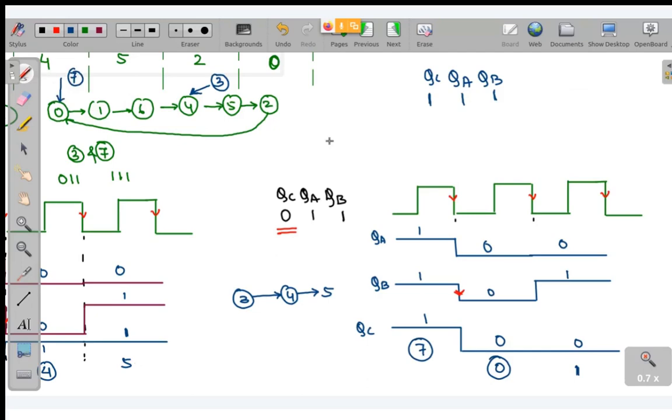Tell me if this is clear or not. Yes, Raju, very good. 7 to 0, then to 1, and then we get the count states. Is this clear? Is this clear? Tell me.